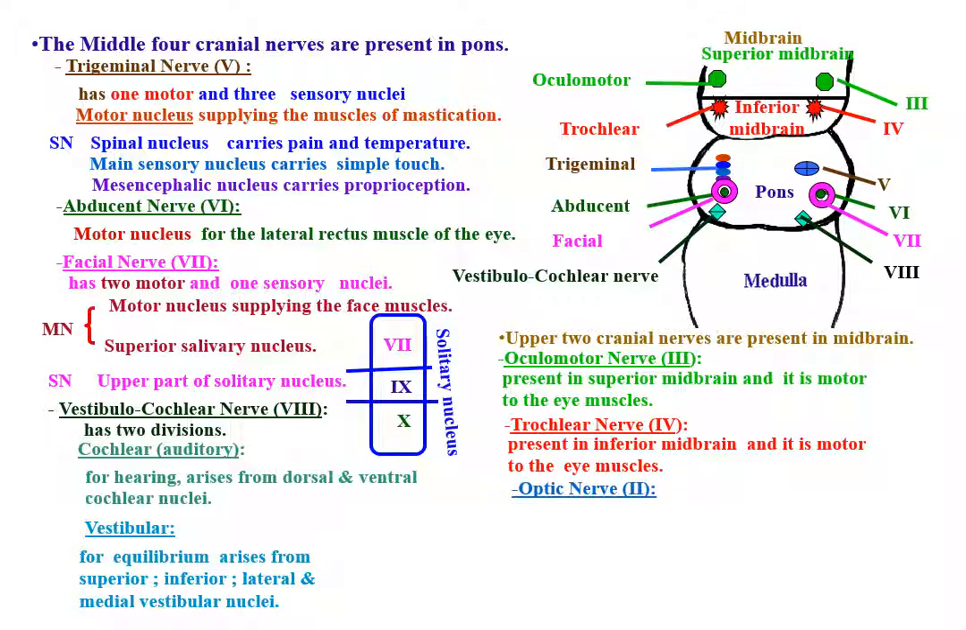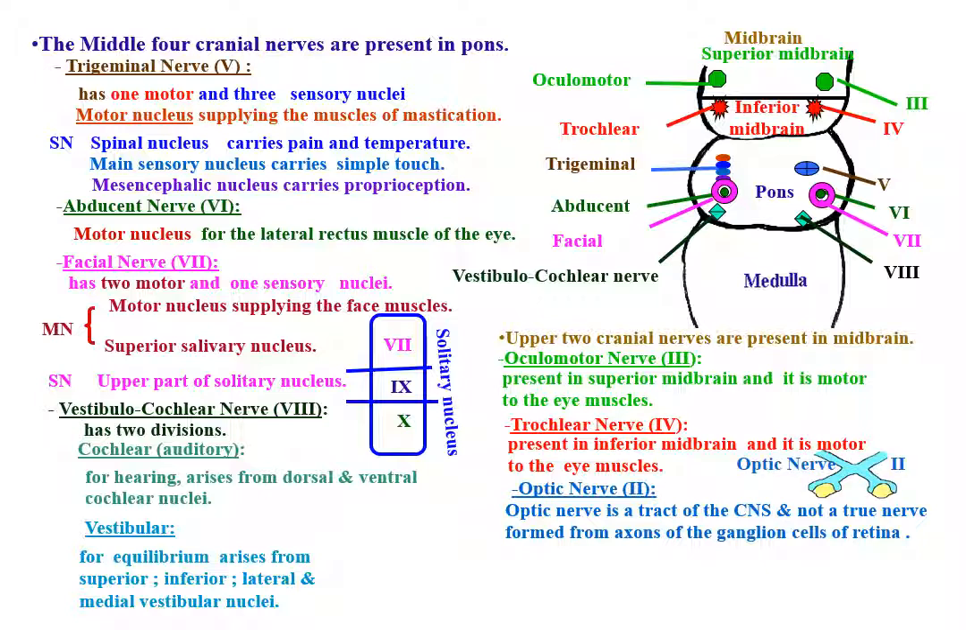Optic nerve, the second cranial nerve. Optic nerve is a tract of the central nervous system and not a true nerve, formed from axons of the ganglion cells of the retina. It carries the visual pathway.